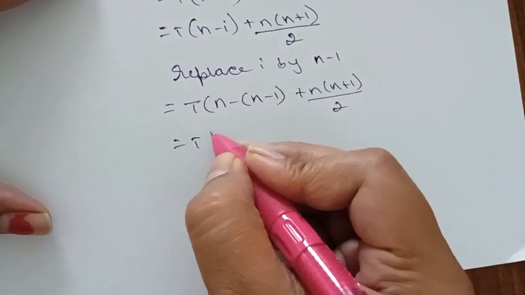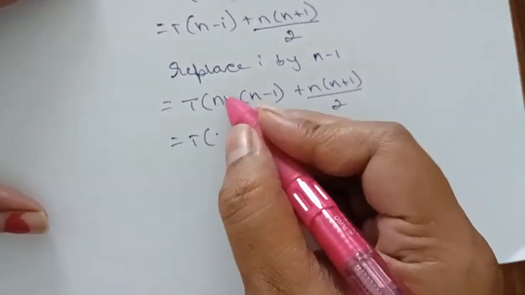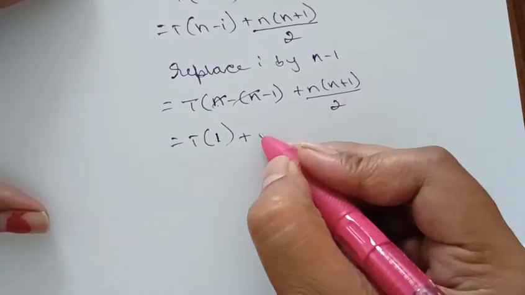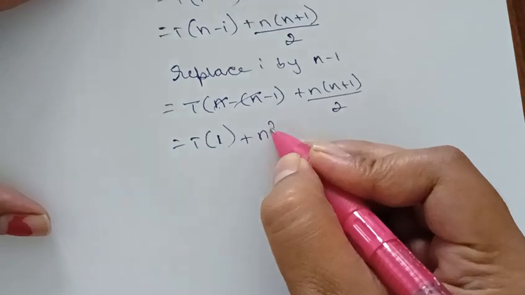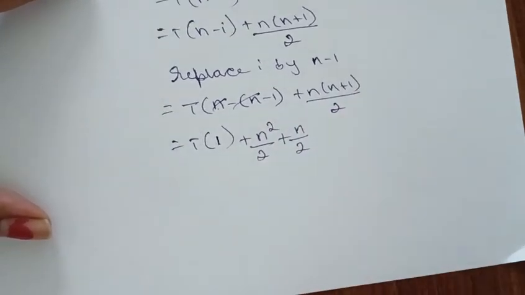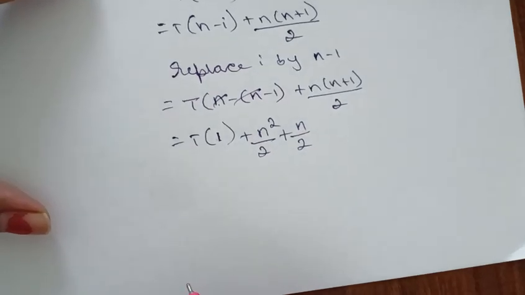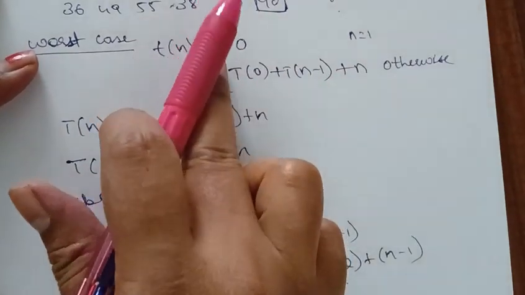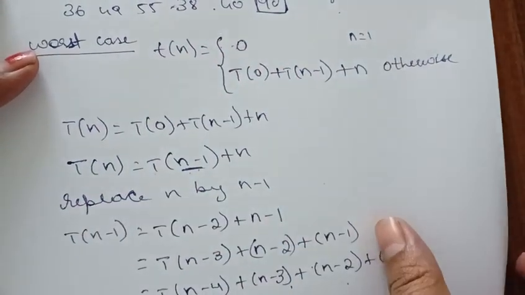So this n and minus n will get cancelled, and I'll get T of 1. This one I'll write as n into n square divided by 2 plus n into 1, n divided by 2. If only one element is there, then what is the general form? It is 0 when n is equal to 1.